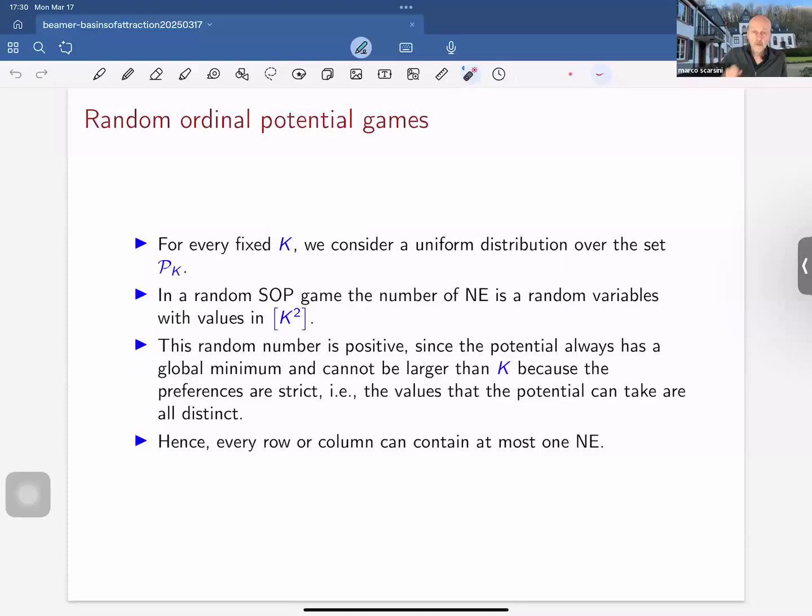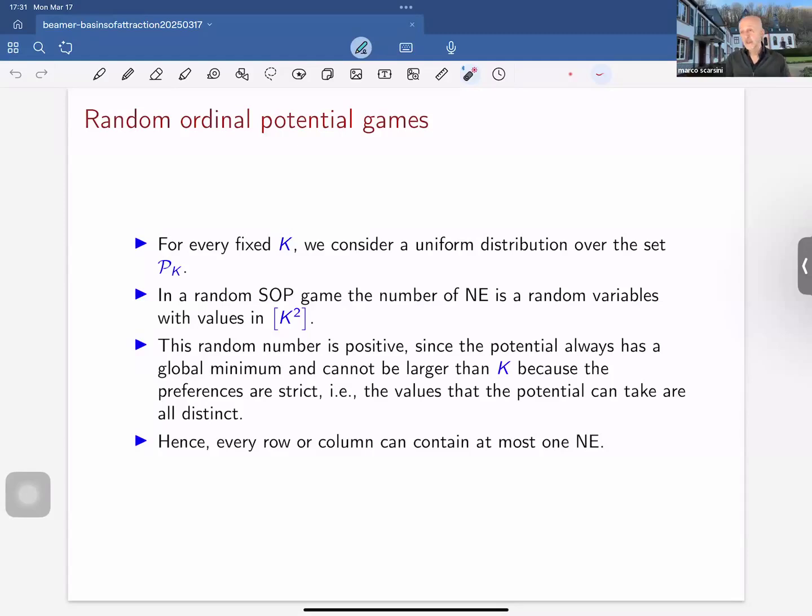There are k squared possible outcomes, so I identify the potential with basically the ranking of these outcomes. Okay, so now the randomness comes in. I put a uniform distribution over the set of strictly ordinal potential games with a fixed number of actions k for each player. Basically, this is tantamount to saying that I pick a random permutation of the integers from 1 to k squared. Okay? So the number of pure Nash equilibria in this game is a random variable that takes values 1, 2, 3, etc.